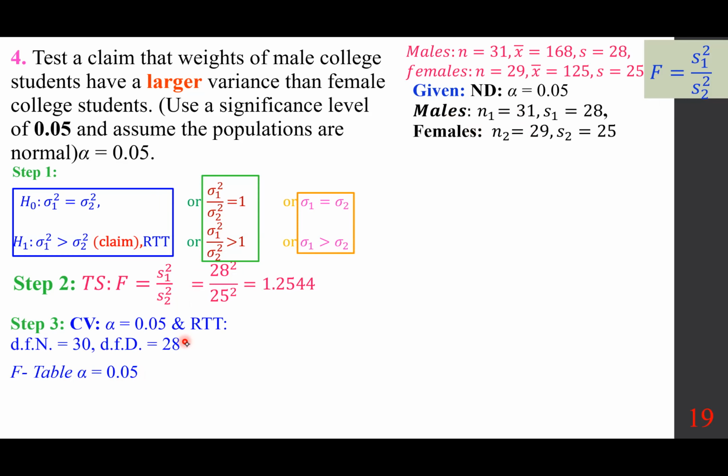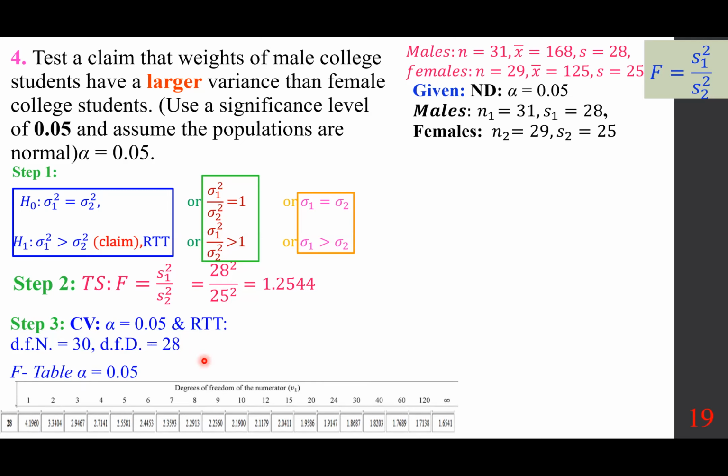If you're using technology, it's easier. If you're not using technology, pay attention that alpha must read 0.05. So when you go to the table, there are different tables. We are looking for this table, and this is the degrees of freedom of the numerator. On the left column, degrees of freedom of the denominator, we are looking for 28, so we find 28. At the top here, we are looking for 30, we find 30. When we put them together, here's the answer, which is 1.8687. This is reading the F distribution table with alpha of 0.05.